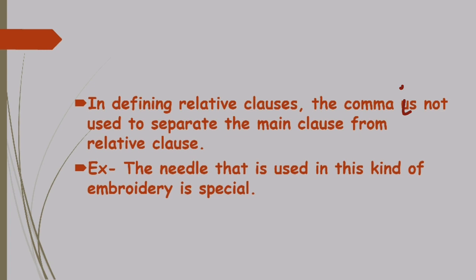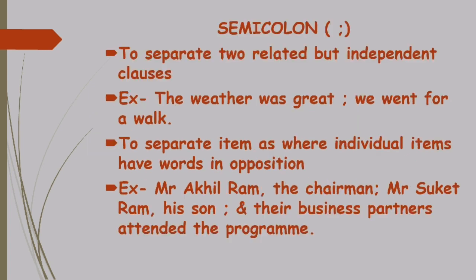So if our relative clause is defining, at that time we don't have to use a comma to separate the main clause from the relative clause. The needle that is used in this kind of embroidery is special, right? So in this we have not used a comma because it is a defining relative clause. Here exact information about the needle, which is of a special kind, used in the kind of embroidery, is given. It is giving direct information, which is necessary for the sentence. That's why it's a defining relative clause, and so we don't have to use a comma between the relative clause and the main clause. Now we are going to talk about the semicolon.